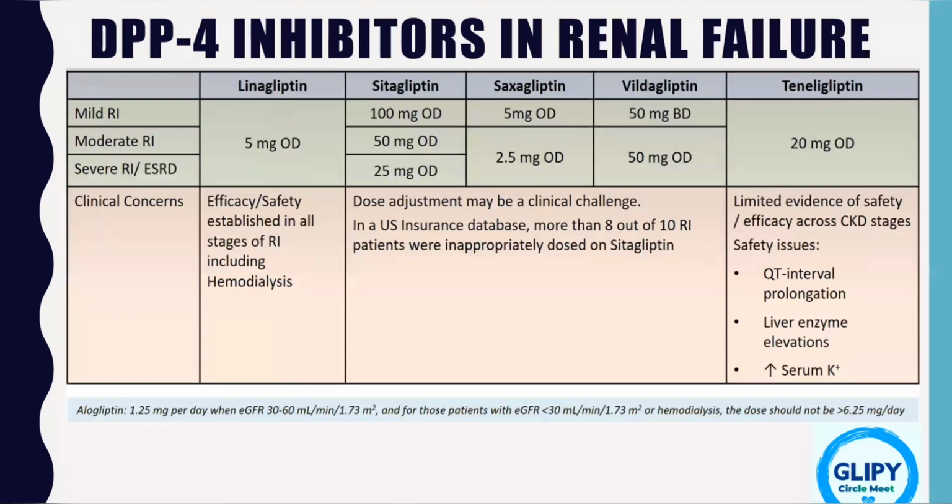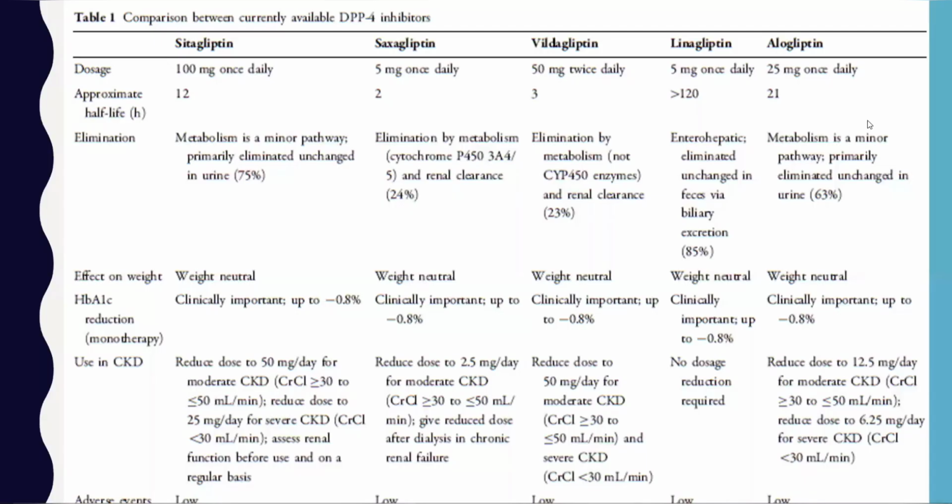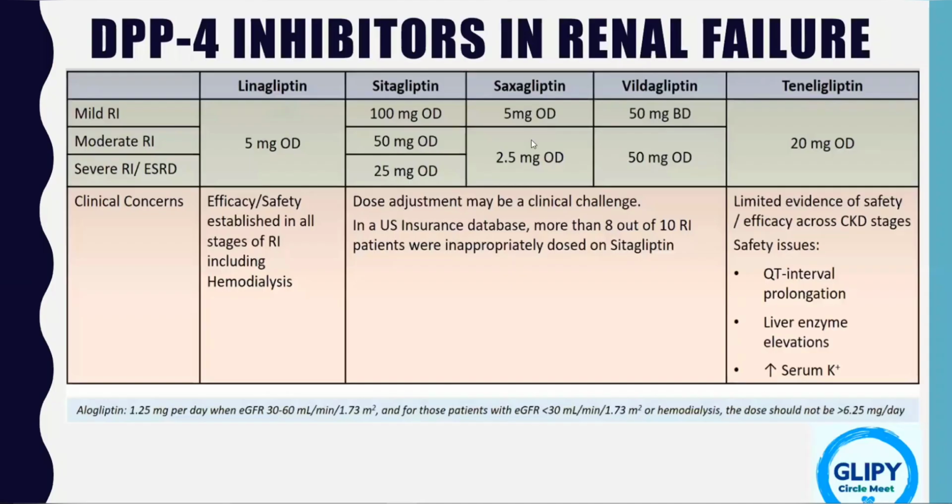If we talk of DPP-4 inhibitors in patients with renal failure, there are 4 or 5 members shown here. One is linagliptin, then sitagliptin, saxagliptin, vildagliptin, and teneligliptin in the end. We can see that linagliptin can be used in normal doses in all stages of renal disease, whether renal insufficiency is mild, moderate, or severe. Even in patients on ESRD, you need not modify the dose. The efficacy and safety is established in all stages of renal disease, including patients on hemodialysis.